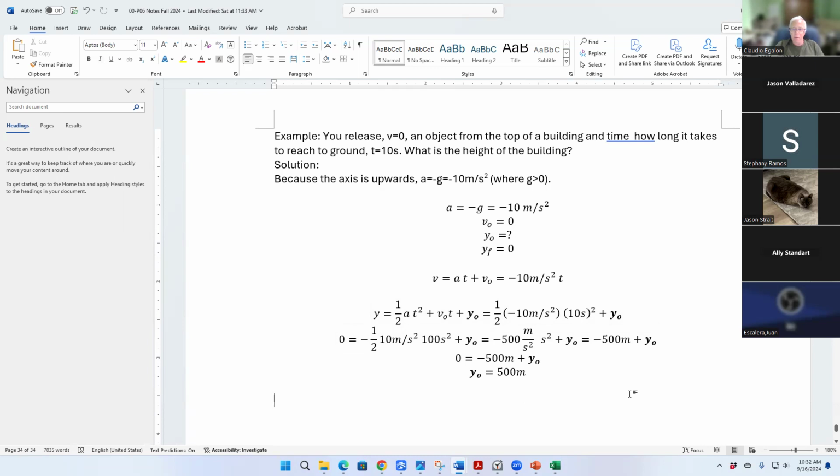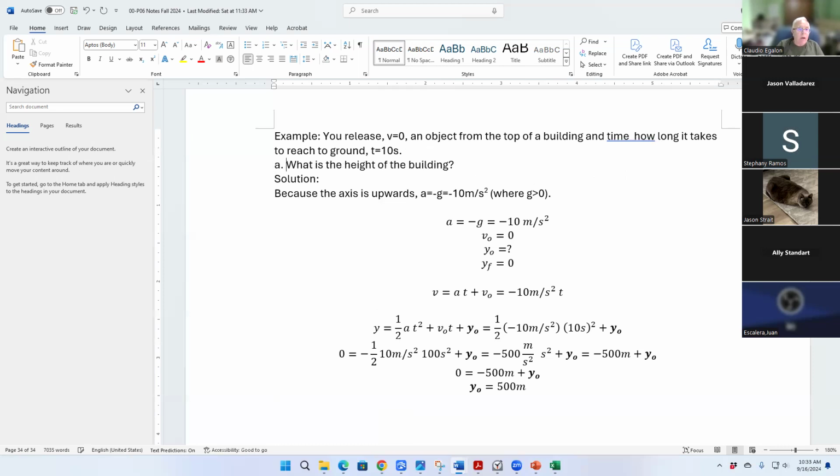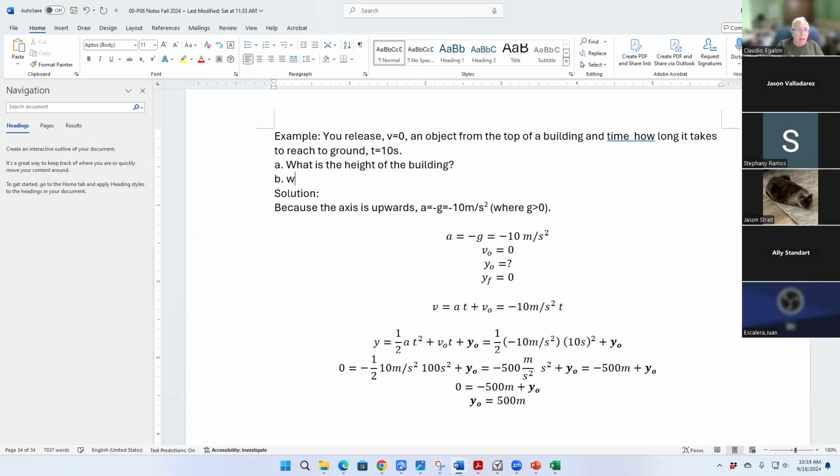Did I make any mistake here? 110, 5. Here's 5, yeah. Doesn't look like I made any mistake here. Okay. A. So, A: what's the height of the building? B: what is another problem here?